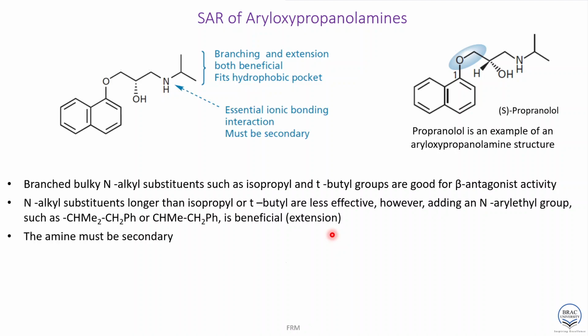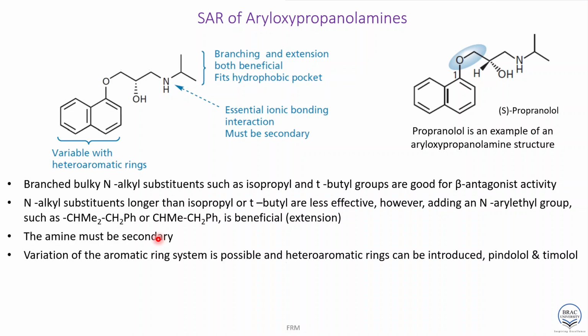Next, the amine group must be secondary. Here, the amine group should have two R groups attached to it, so it has to be a secondary amine group. Next, this aromatic group, the naphthalene, we can change it to different heteroaromatic groups. It is not a must for the activity, but we can change it.